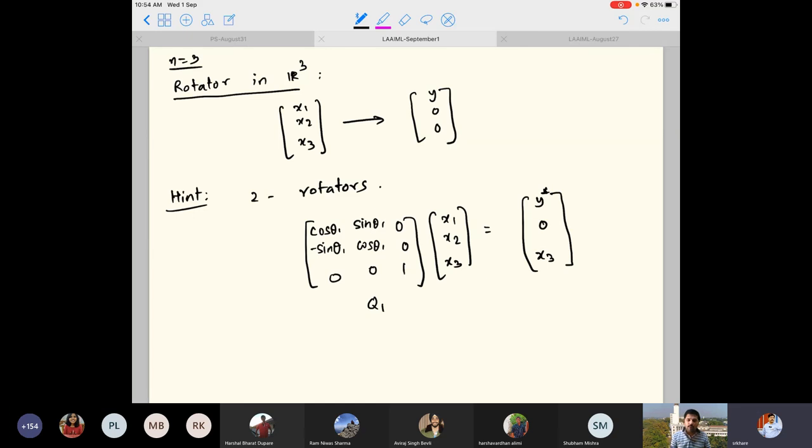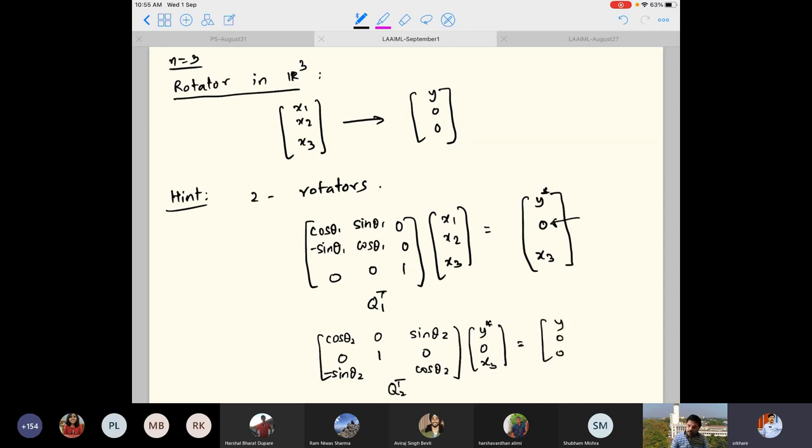And now what do I do? Now I will have this particular matrix. What is the matrix that I will have? I will have cos theta 2, 0, sine theta 2; 0, 1, 0; minus sine theta 2, 0, cos theta 2, correct? So this will be my Q2 transpose. This I'll apply on y star, 0, x3. So how will I find out theta 1, theta 2? I will find out theta 1, theta 2 in such a way that I am able to introduce a zero entry here, and then I am able to introduce a zero entry here, right? So this is the zero entry that I introduce. So that rotation I'll find out.